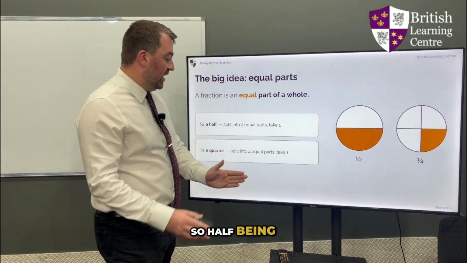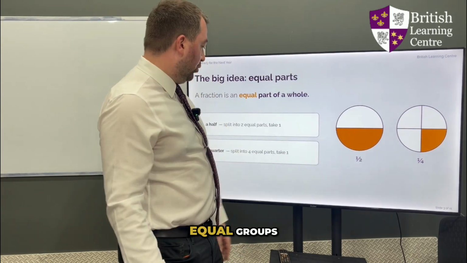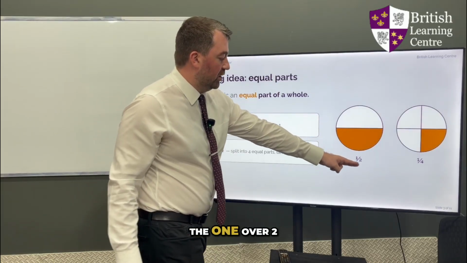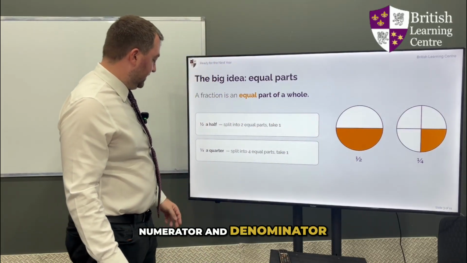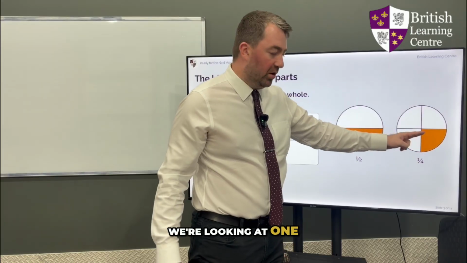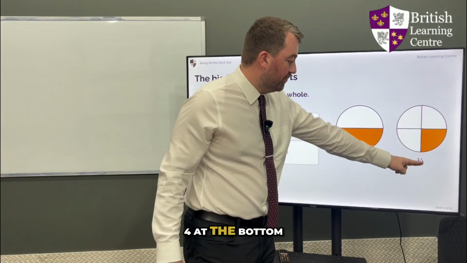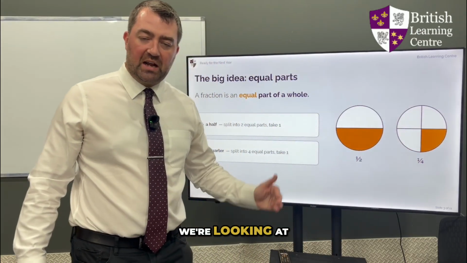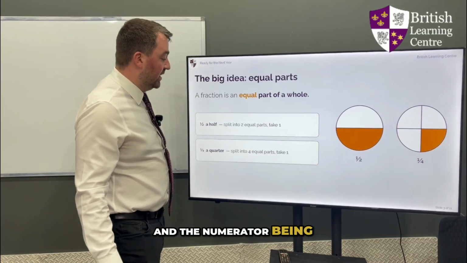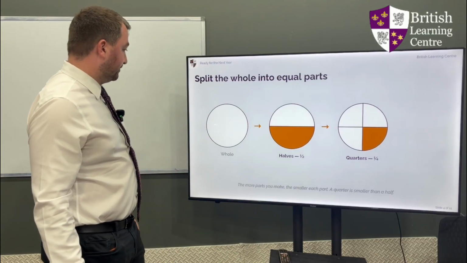So half being a split in 2 equal groups, okay? Taking one of them, the 1 over 2, numerator and denominator, and 1 quarter split into 4 parts. We're looking at 1. Denominator being 1, 2, 3, 4 at the bottom. That's how many parts are all together, and the numerator being how many we are looking at.